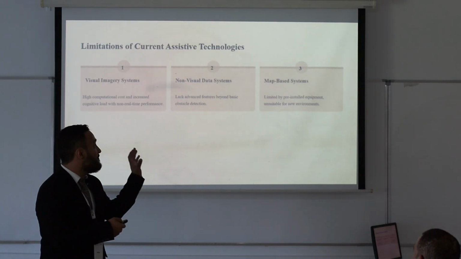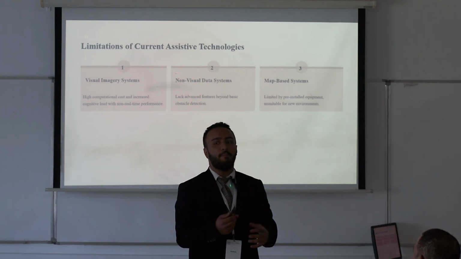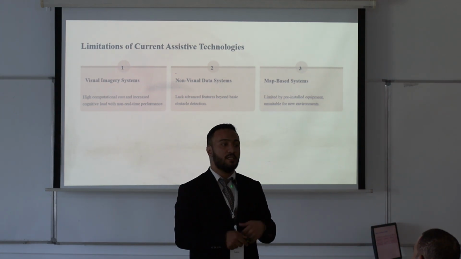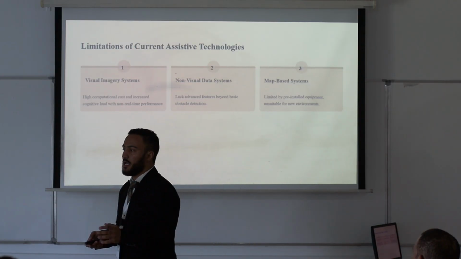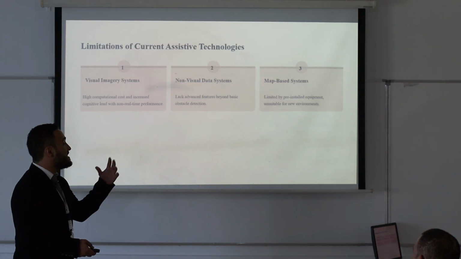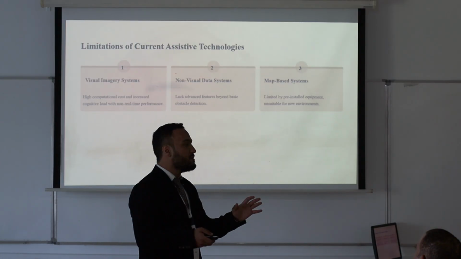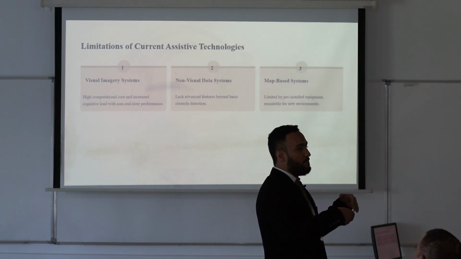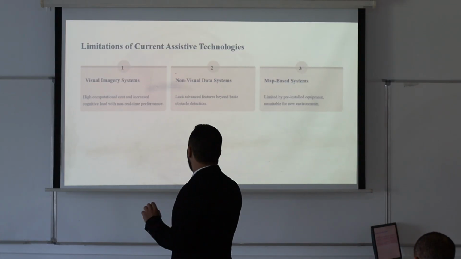For the third category, we have map-based systems. In these systems, they have pre-planned maps for indoor environments that can help the user navigate in these environments. For its disadvantages, it cannot work in new environments. So the user must have a pre-planned map for the environment they are navigating in. So that's the third category.